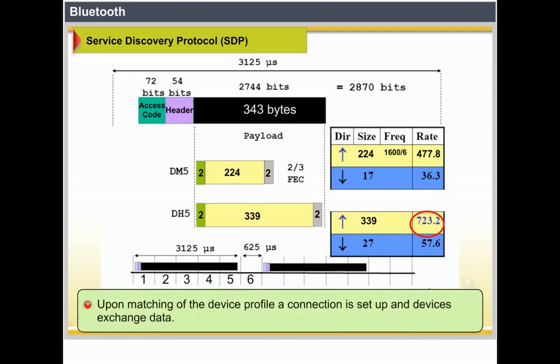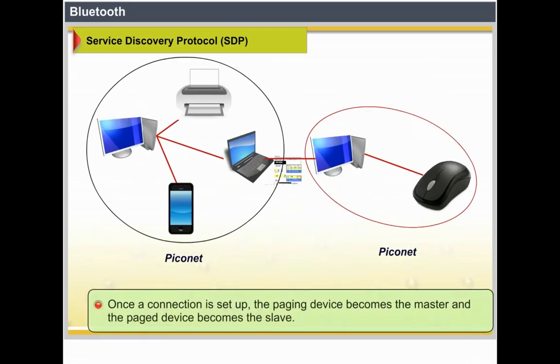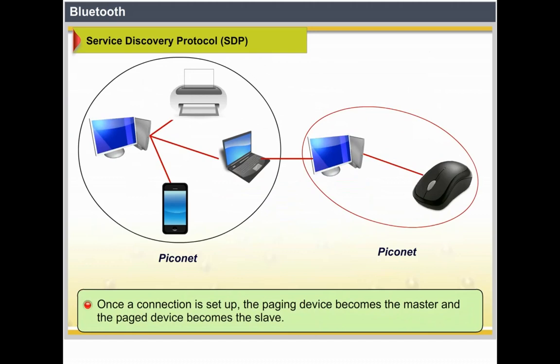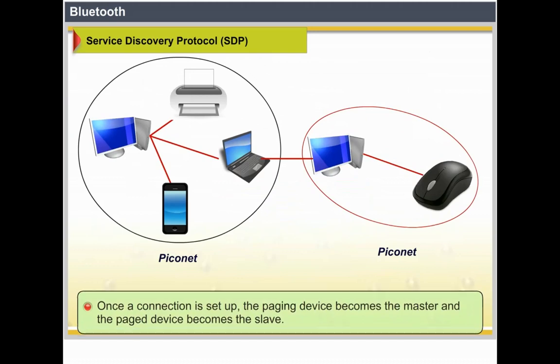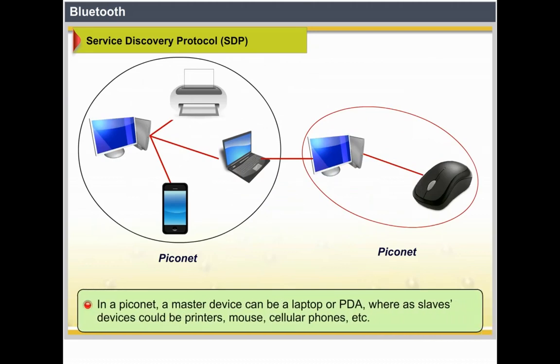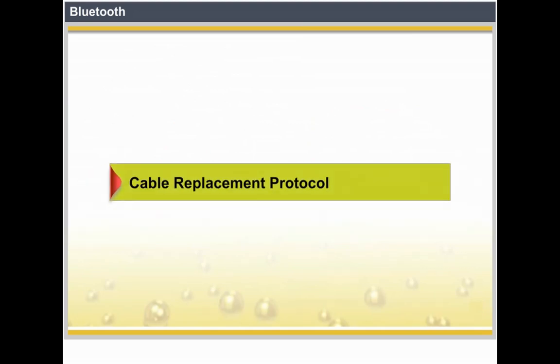Upon matching of the device profile, a connection is set up and devices exchange data. When a connection is set up, the paging device becomes the master and the paged device becomes the slave. In a piconet, a master device can be a laptop or PDA, while slave devices could be printers, mouse, cellular phones, etc.